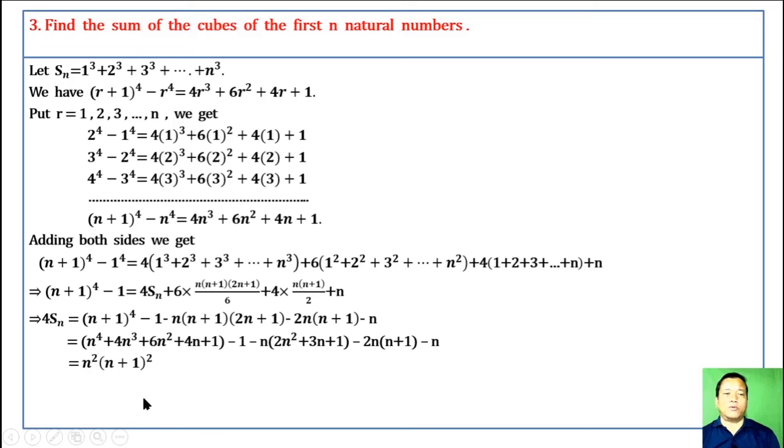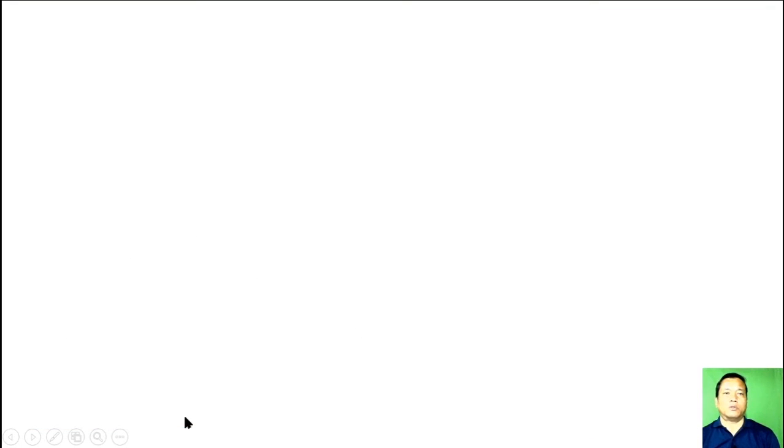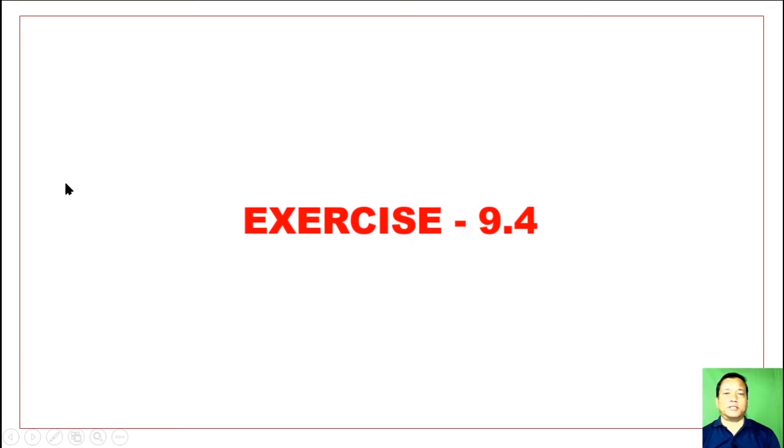Simplifying by expanding, we get this, and lastly we get Sn equal to (n plus 1 by 2) whole square. This is the sum of the cubes of the first n natural numbers. Remember this result also. Exercise 9.4.